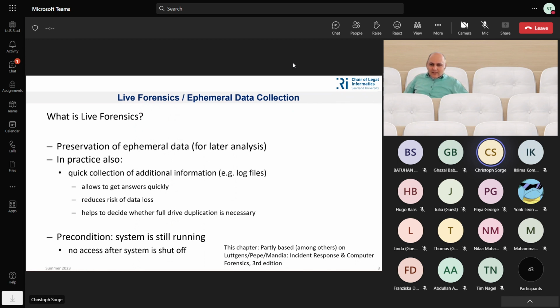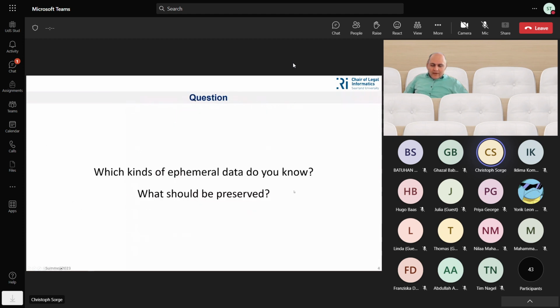So live forensics goes beyond just what you need to preserve ephemeral data, but also helps you decide how to continue. Anyway, what you always need for live forensics is access to a running system. So if the system is shut down, you cannot access the system. That seems quite obvious.